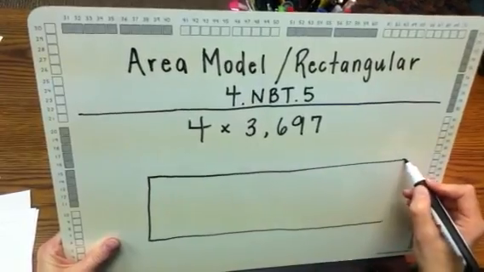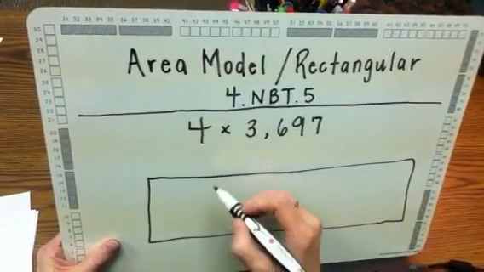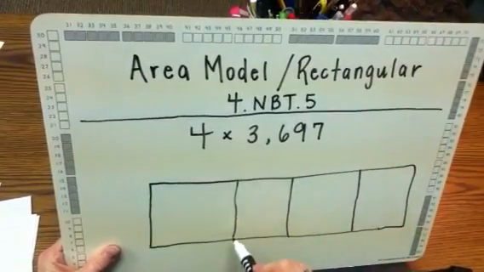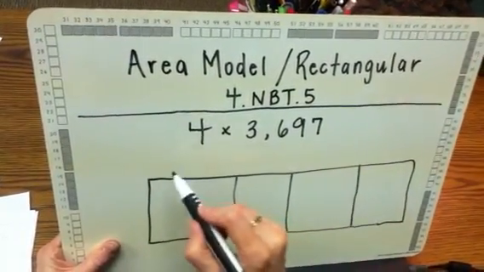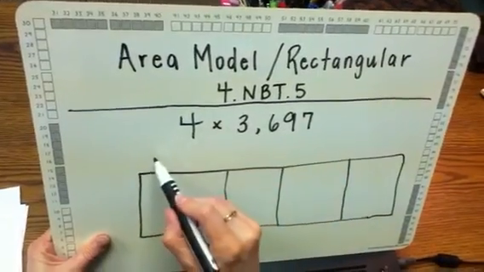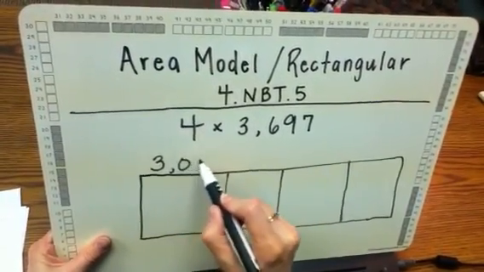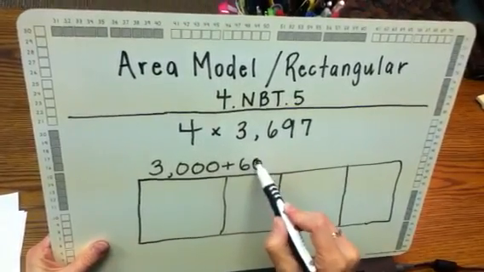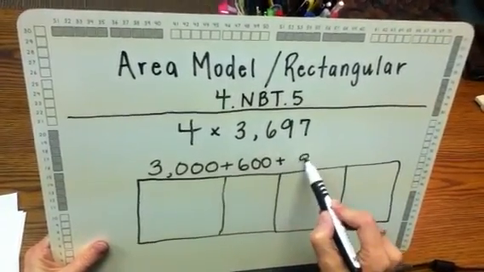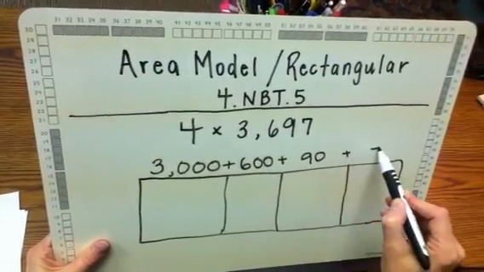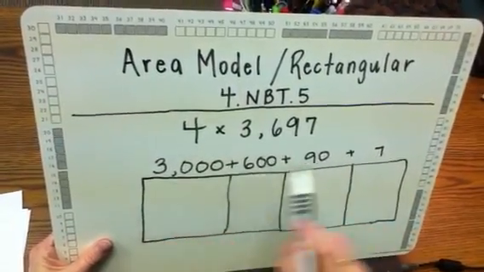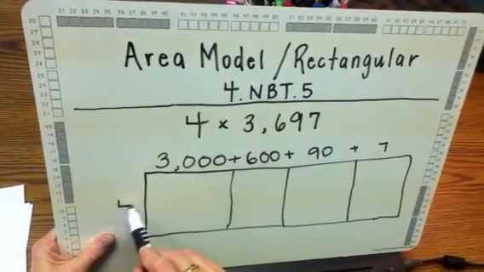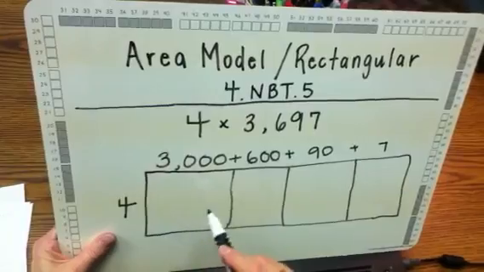And so since I have thousands, I'm going to break it into 4 sections to show my partial products as I multiply. So this section, when I'm breaking this number apart, is going to be 3,000. And then I have 600 plus 90 plus 7. So I'm really taking the expanded form of the number and writing it across the top of the rectangle. Then on the side I'm going to write my other factor of 4 so that I'll be able to keep track as I go.